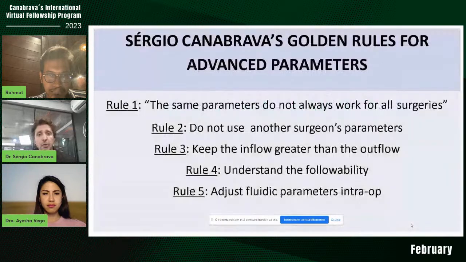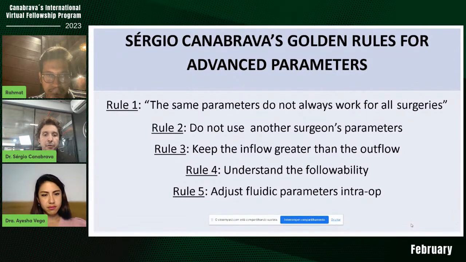So in parameters, here are my golden rules for advanced parameters. Number one, the same parameters do not always work for all surgeries. Two, do not use another surgeon's parameters. Three, keep the inflow greater than outflow. You need your inflow greater because it avoids surge, and of course, posterior capsule rupture.